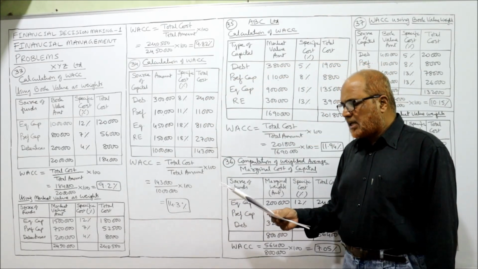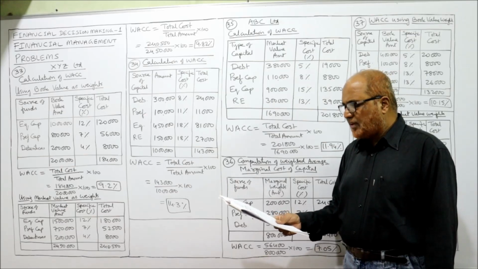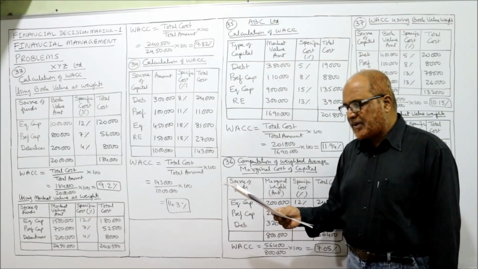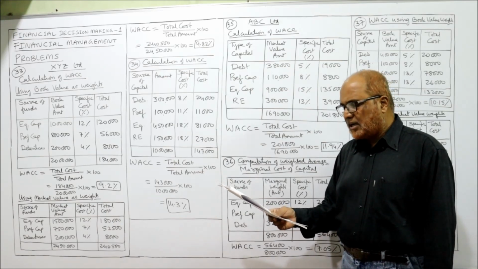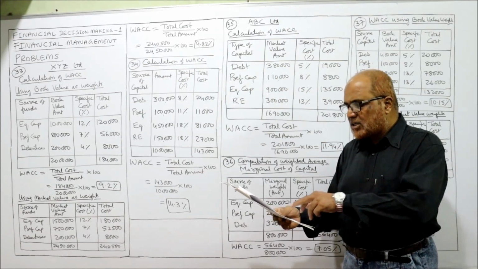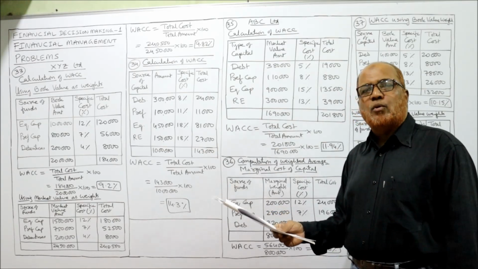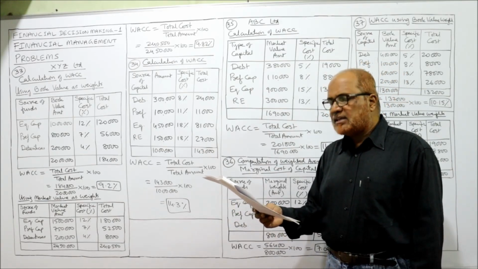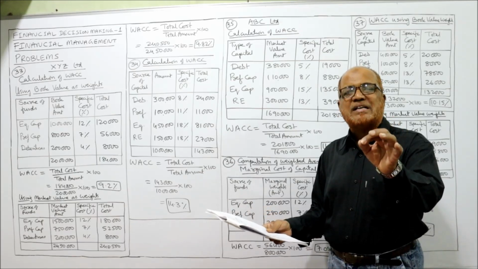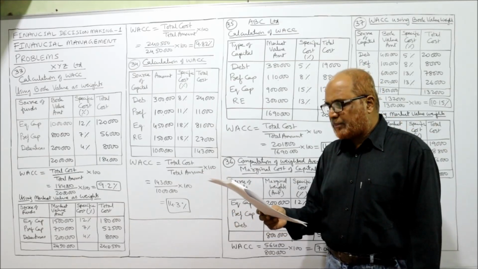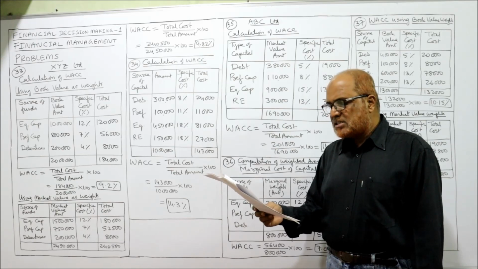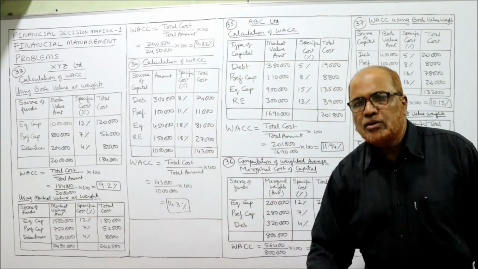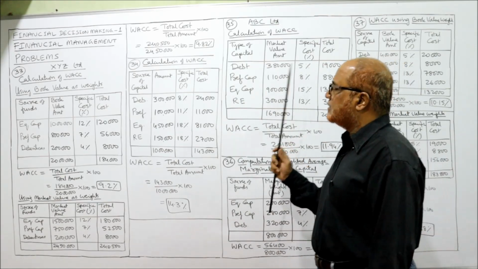ABC Limited has the following capital structure and specific cost of each type of capital. 4 types of capitals are given: debt, preference capital, equity capital, retained earning. The total market values. Here we are not given the book values, only given market values. And after tax cost, this is the specific cost of individual capital. Determine the WACC, weighted average cost of capital, using market value as weights. So only market values are given. See here, 35th problem.